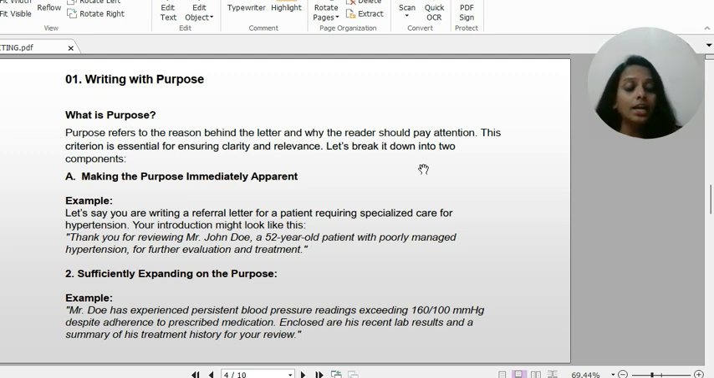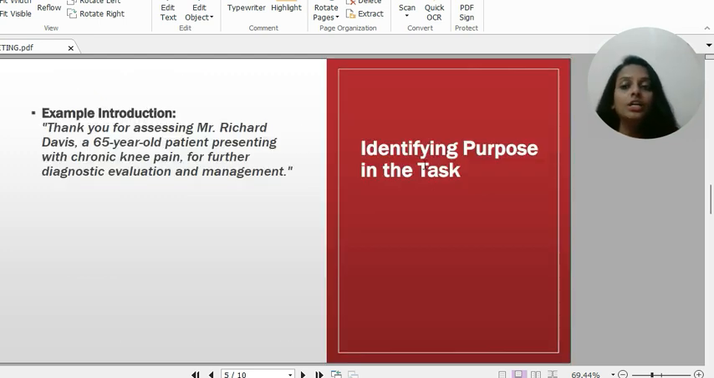Next comes identifying purpose in the task. Your writing task will often outline the purpose explicitly. However, if details seem incomplete, you need to review the case notes, especially the final section, for additional context. Example, you are asked to write a referral letter for Mr. Richard Davis, a patient experiencing chronic knee pain, to an orthopedic specialist.